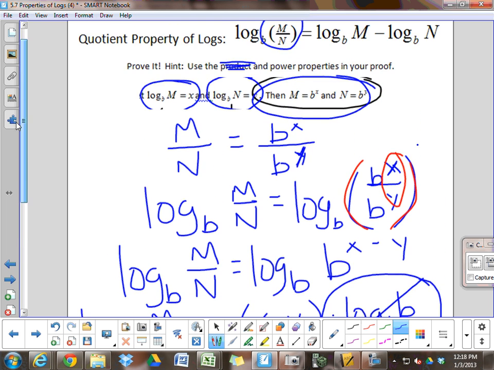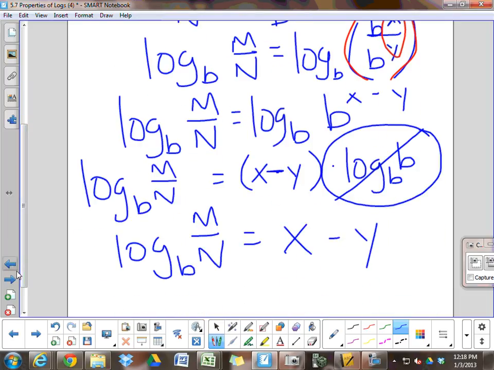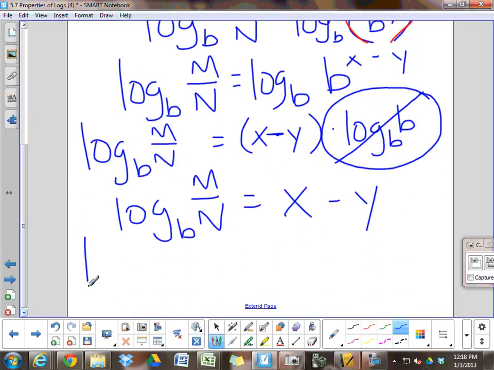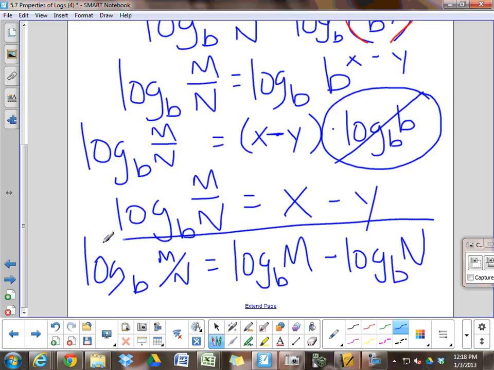And on the right, that x minus y, the x can be replaced with the log of m base b, and the y can be replaced with the log of n base b. And the proof will basically be over. The x is going to be replaced with the log of m, and the y replaced with the log of n base b. And that's what we were trying to prove. So we're done.